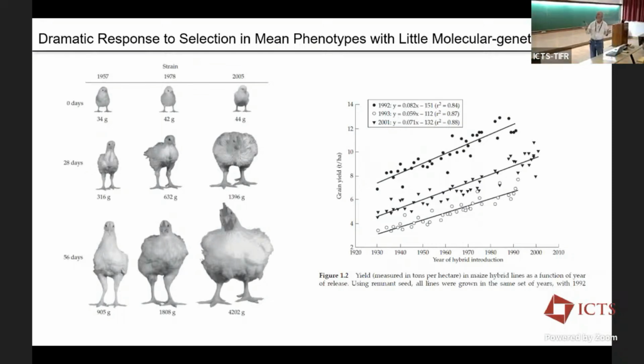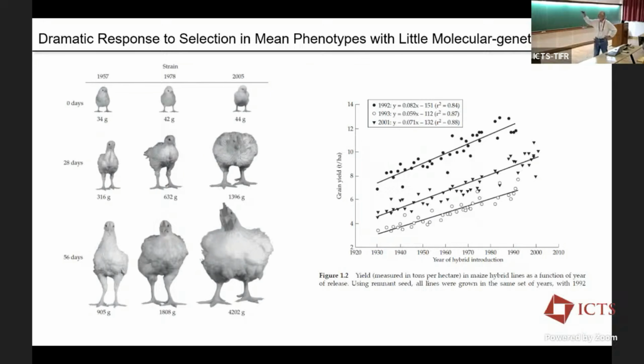So in 1957, people were eating really tiny little chicken sandwiches, and now they're eating these gigantic things that you can buy at fast food places in the United States, at least. So, dramatic improvement in the amount of biomass in chickens. And the plot on the right is increases in grain yield in hybrid corn over the past 80 years or so.